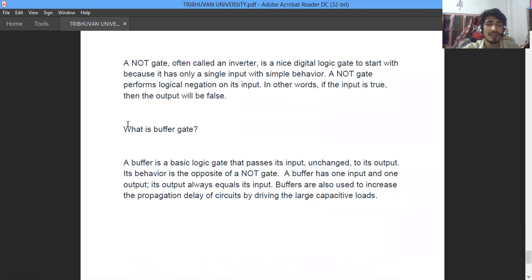Another interesting gate is the buffer gate. This is the generalization of the NOT gate. Simply, the input and output are always equal. Buffers are used to increase the propagation delay of a circuit by driving a large capacitive load.